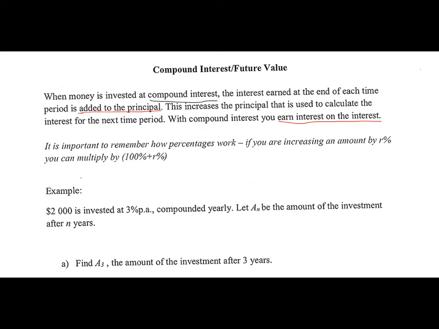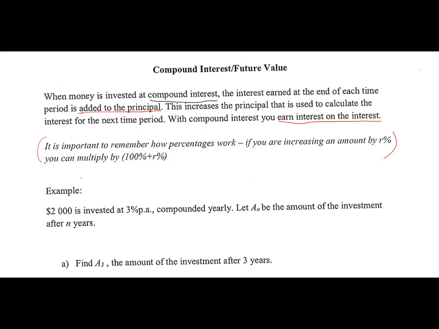So it's important to remember how percentages work. If you're increasing an amount by R%, what we can do is multiply by 100% plus R%. So for example, if you're increasing an amount by 8%, you could multiply it by 100% plus 8%. Why do we make this point here? Well, it's because of the formula that we're going to use.